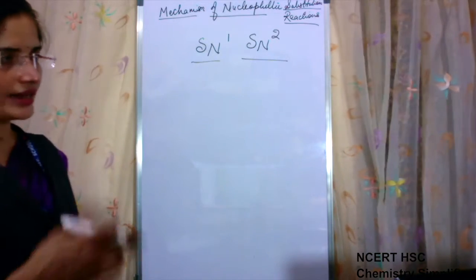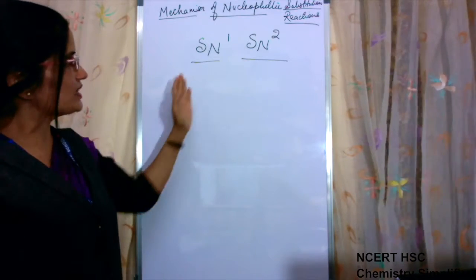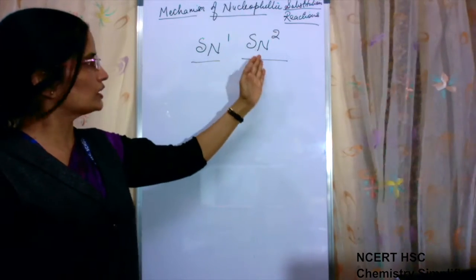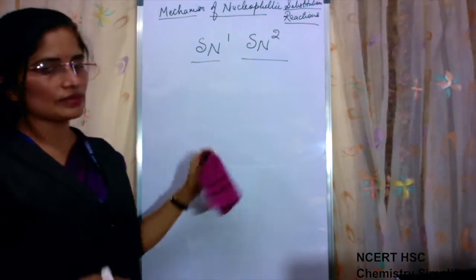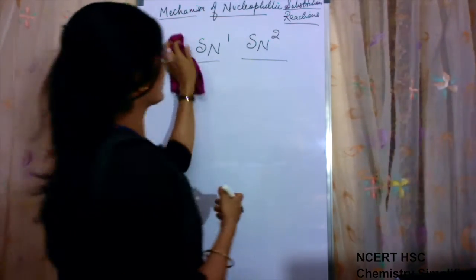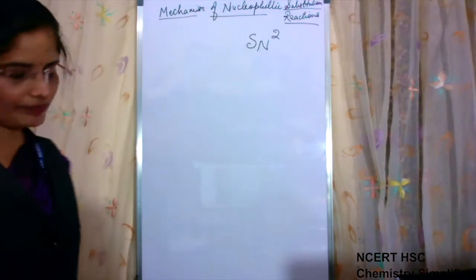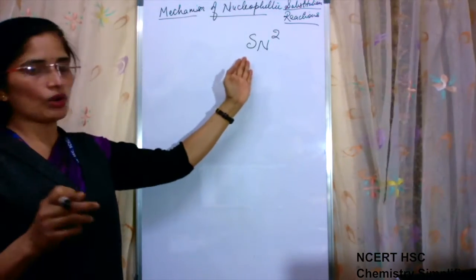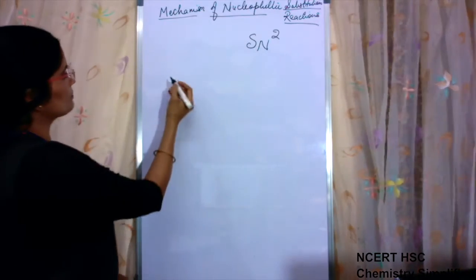So all the reactions which we had seen in the last class were either taking place by the SN1 mechanism or by the SN2 mechanism. So what are these mechanisms? Now we will know one by one. First we come to the SN2 mechanism. Whenever the mechanism of a nucleophilic substitution reaction is SN2, it takes place in this manner.